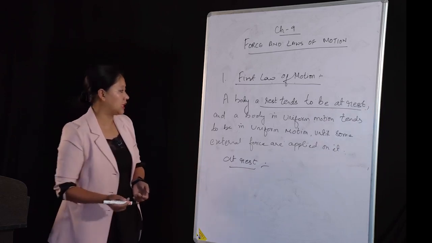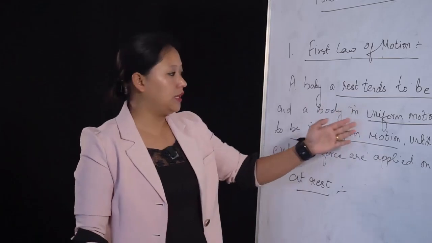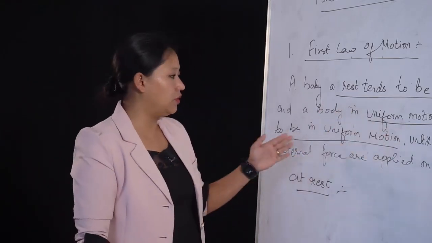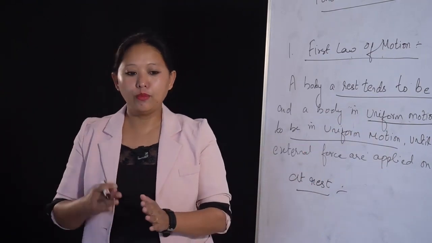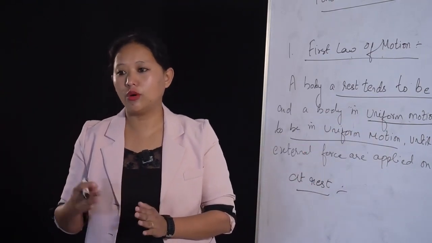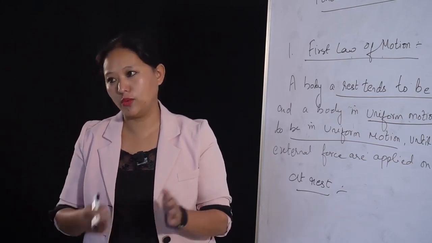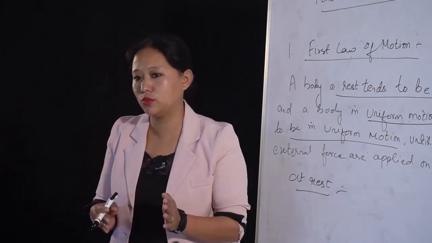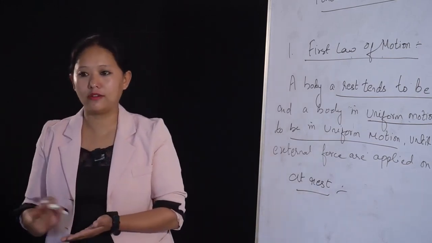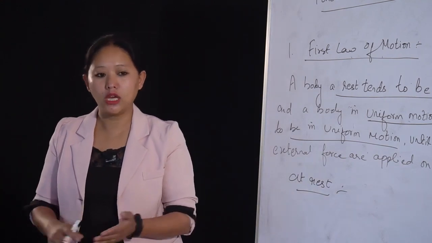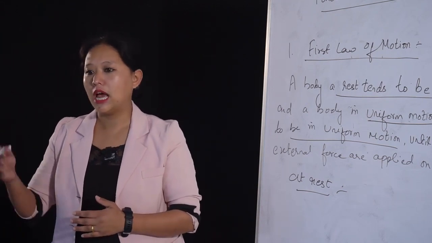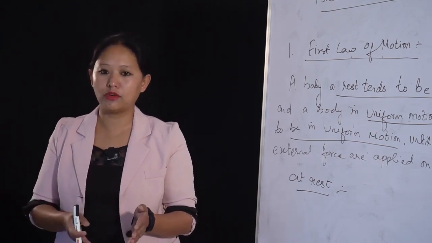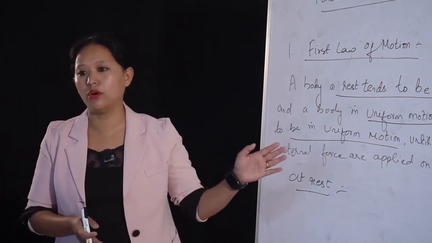And similarly, the second portion is a body in uniform motion tends to be in uniform motion. That means moving with a constant velocity. The object will move with a constant velocity. When I say constant velocity, we are talking about a frictionless surface. Where there is no friction, the object will keep on moving with a constant velocity until and unless some external force is applied on it to stop the object.